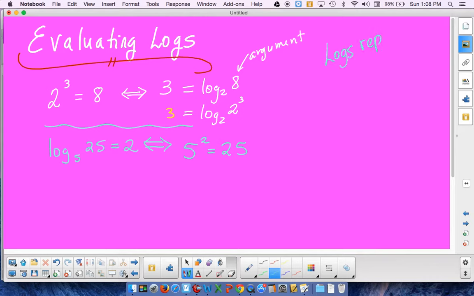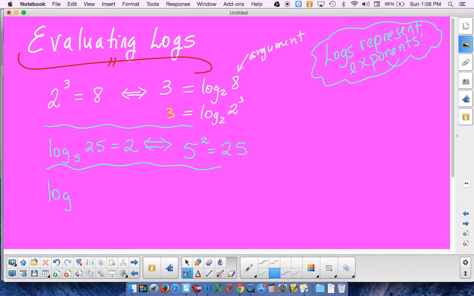So the key thing you have to get out of this is that logs represent exponents. When you see a log, it's really solving for its exponent. That's a key concept. Okay, so now let's see if you can just work some basic log problems. You cannot punch this in a calculator. You have to do it with the brain. So let's do a few basic examples.